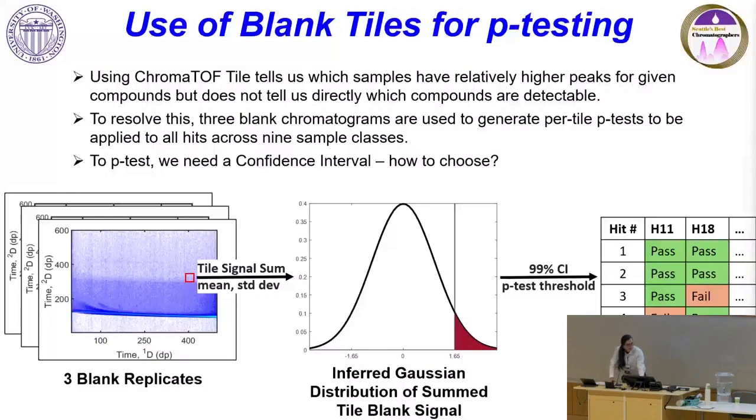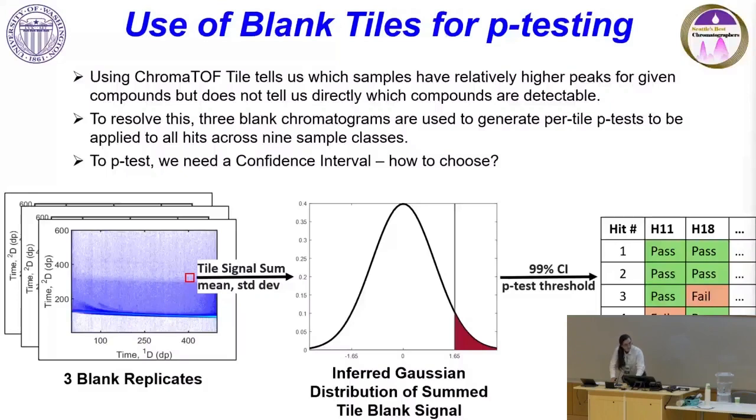Specifically, we take the tile at the blank for the top mass channel, the highest F ratio mass channel, and we use that as an idea of what our instrumental background looks like. With that, we infer a Gaussian distribution, and from that, in a given confidence interval, we're able to, we believe, effectively p-test each of our hits, again with the purpose of determining, for a specific sample, out of our hit list, which of these hits we can confidently say are actual peaks that are present in this given sample class.